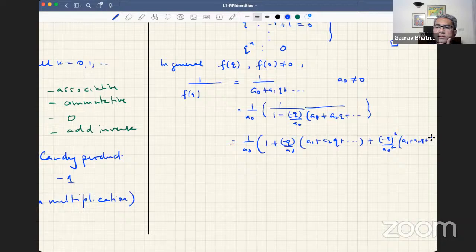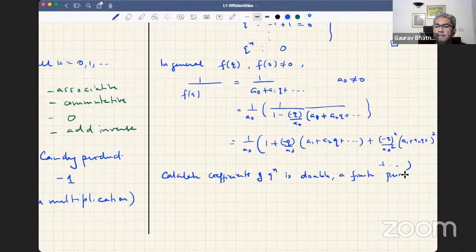Right, and fine. And again, in principle, you can calculate the coefficients of q. Here it is just one guy. Then the coefficient of q squared comes from this plus one of these guys, and so on. So every calculation to calculate the coefficients of q raised to n is quite easy, is doable, and a finite process for any n.